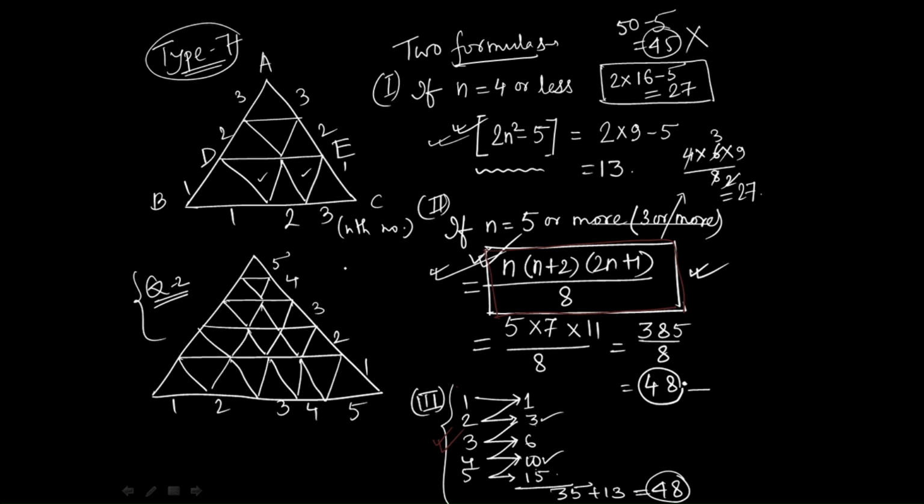Triangle counting is ending here. Later on we'll discuss square, rectangle, circle as well, and also polygons and straight lines. Now moving to the question answer parts of triangle counting.